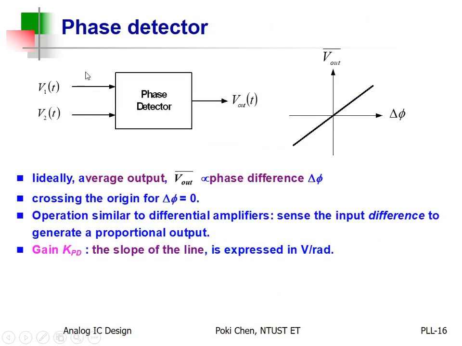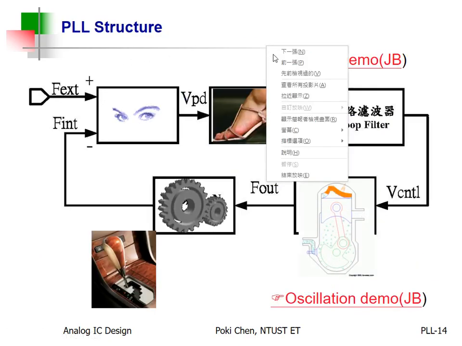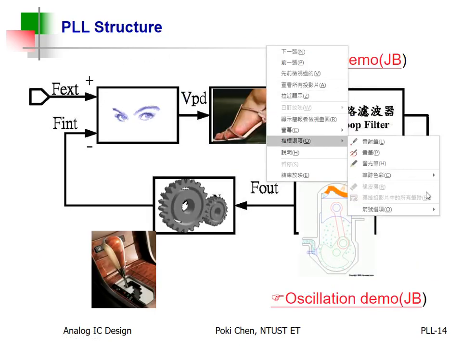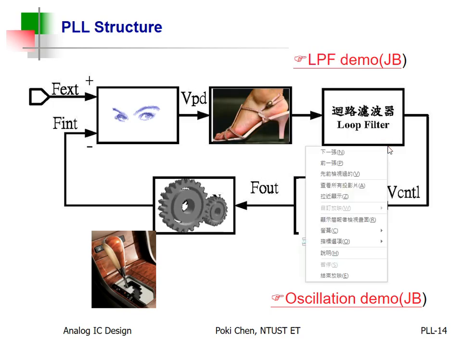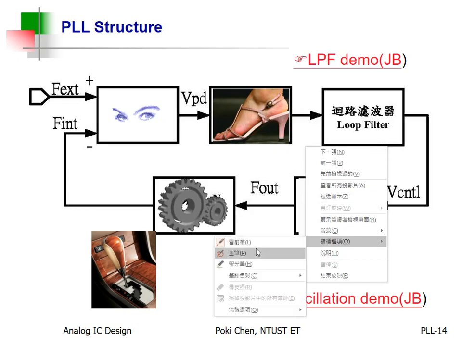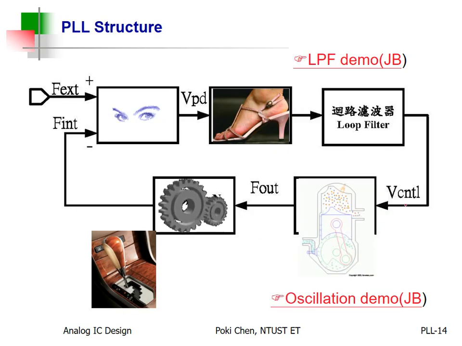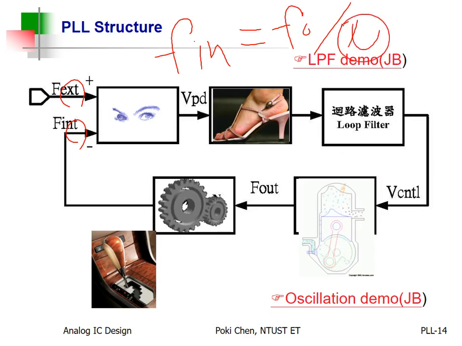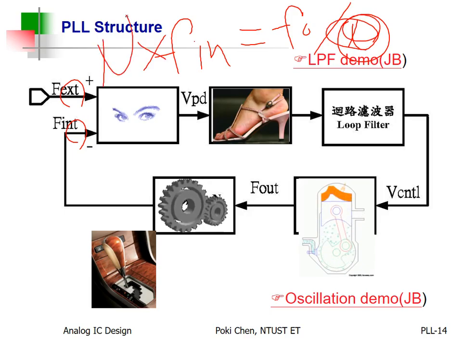with the fixed input frequency, anyway, you can see to lock the phase here and there, the frequency needs to be exactly the same. I told you already, right? So it means the input frequency needs to be equal to your output divided by n. That's it. So the output frequency equals the input frequency times n.